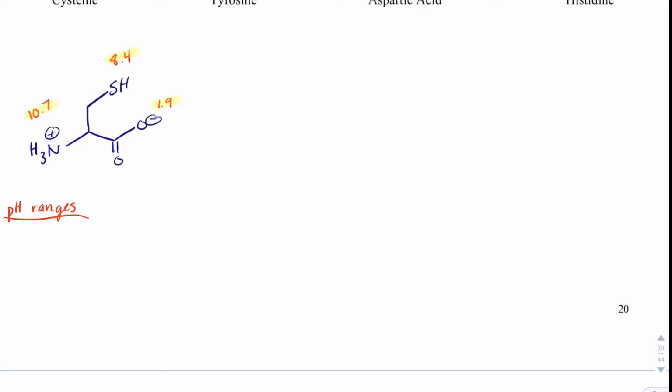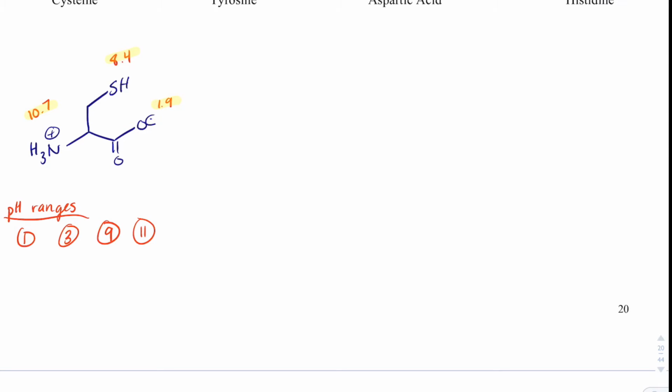I want to find a pH less than all of them, so I'm just going to pick 1. Then I want to find a pH a little bit higher than 1.9, but still less than the others, and I'm going to say 3. And then I want to find a pH higher than the next one, but lower than the last one, and so maybe I choose 9. And then I want to find a pH higher than all of them, and so maybe that would be like 11. Okay, so if this has a pH of 1, here's what this would look like.